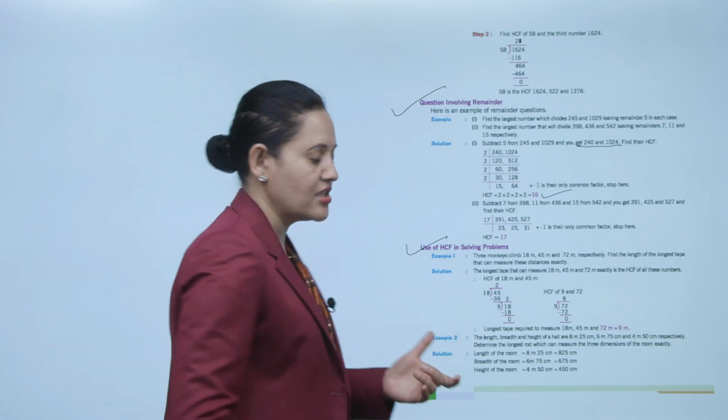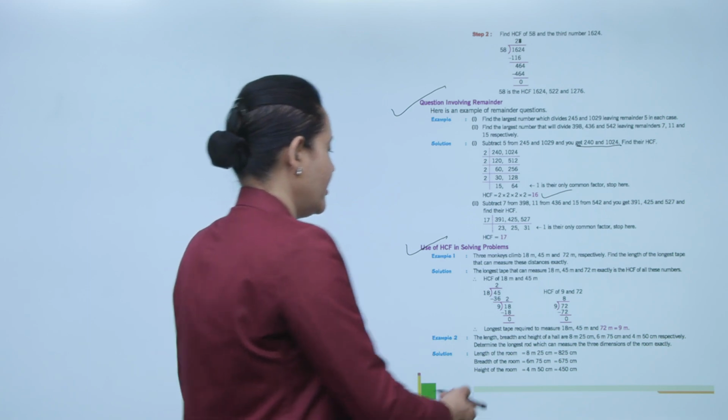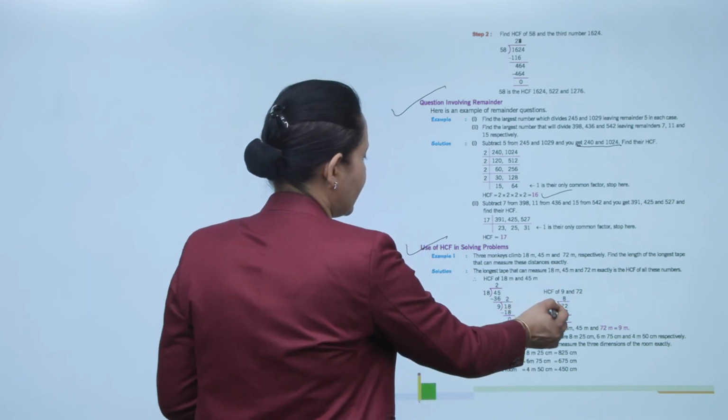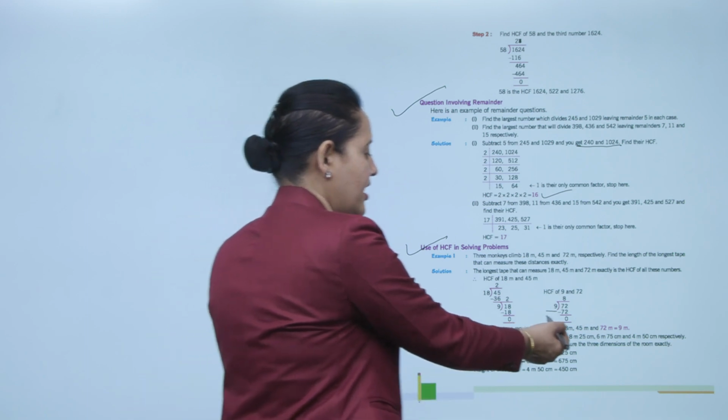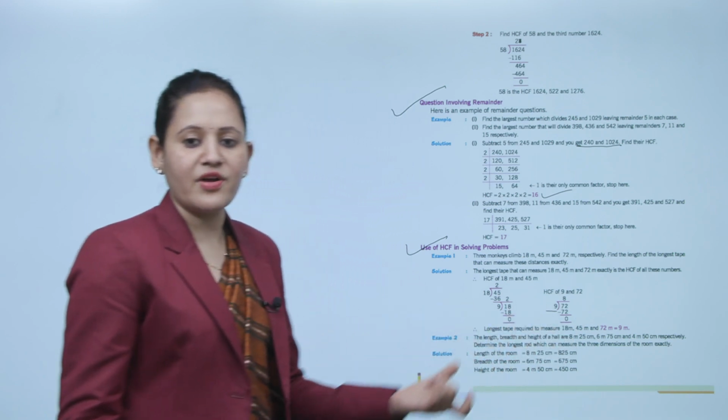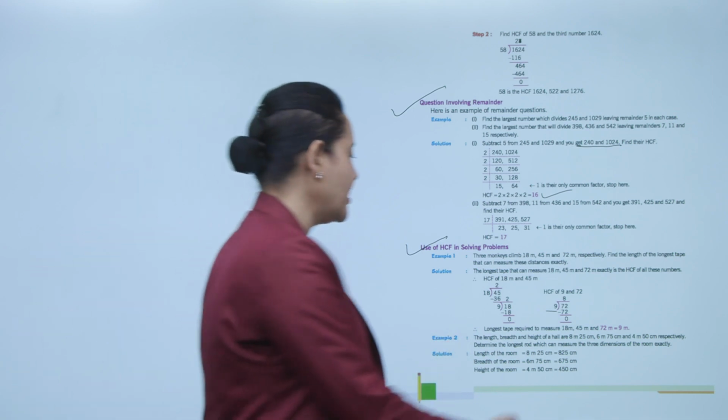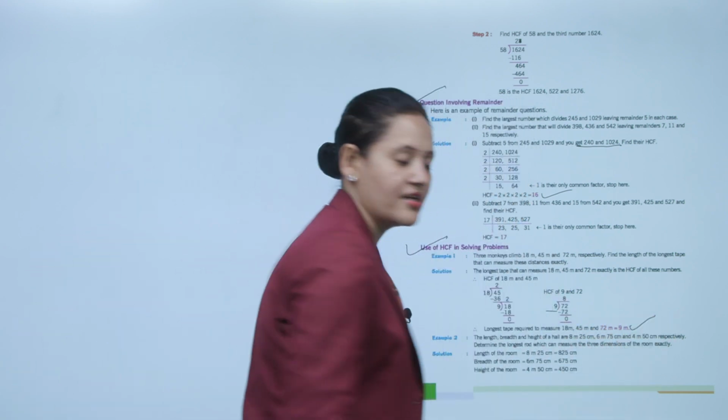Here we have used the long division method. The last divisor was 9. So what will the HCF be? 9. So the longest step required to measure 18 meters, 45 meters and 72 meters will be 9 meters. Clear?